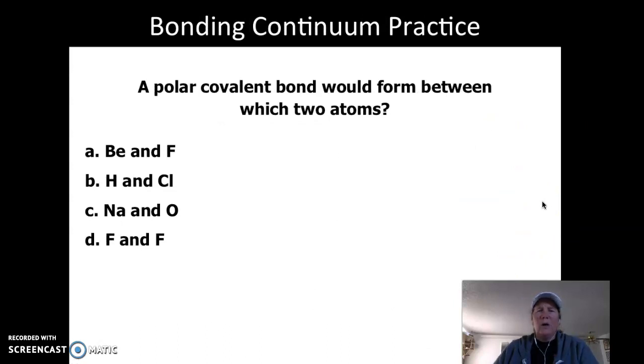Polar covalent bond would form between which one of these pairs? Well, I know it's not these two because that's ionic, and that's ionic. Fluorine and fluorine is going to be nonpolar because they're the same. So it's got to be hydrogen and chlorine. I didn't even have to look them up.